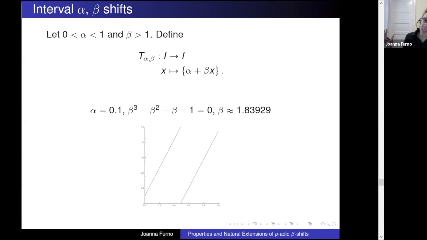Okay, so what other maps can we look at? So alpha beta shifts on the interval, you take your beta x, but then you add an alpha before you take the fractional part. And so what does that do?